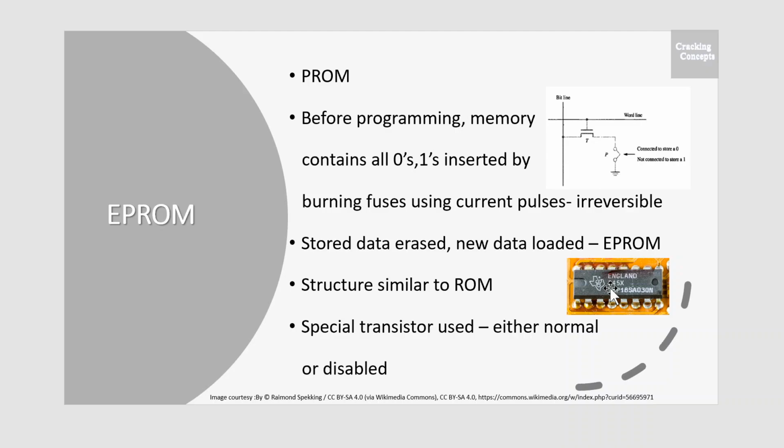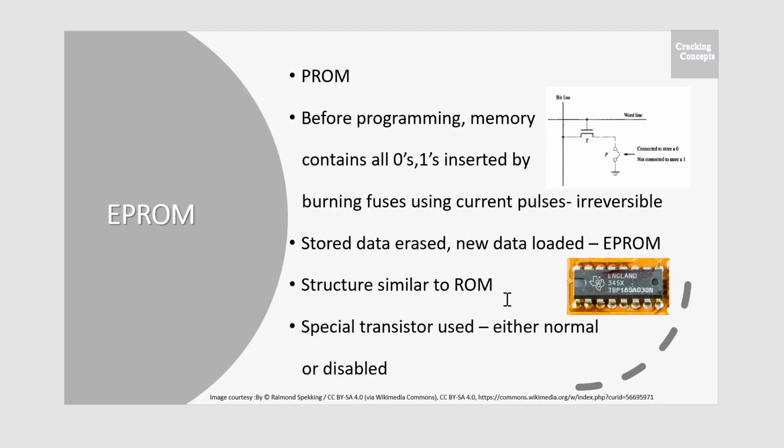Another type of ROM chip allows stored data to be erased and new data to be loaded. Such an erasable, reprogrammable ROM is usually called EPROM. EPROM stands for Erasable Programmable Read-Only Memory. It ensures that memory changes and updates can be easily made. Its structure is similar to ROM.